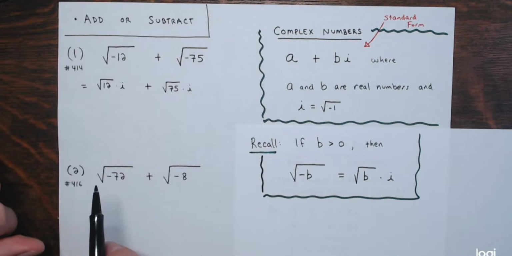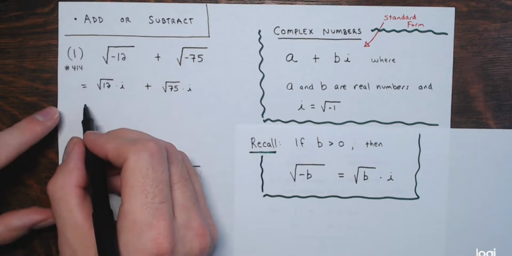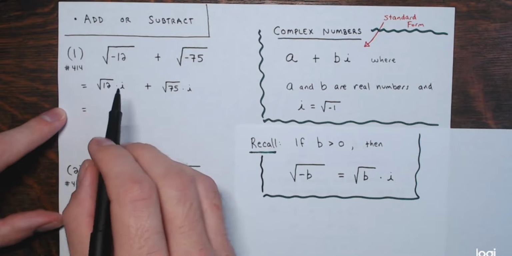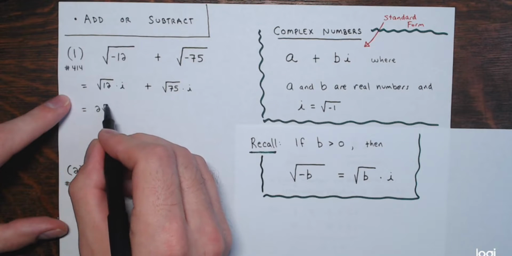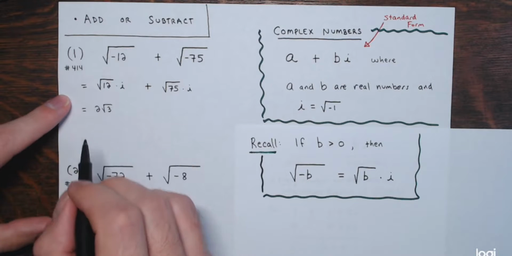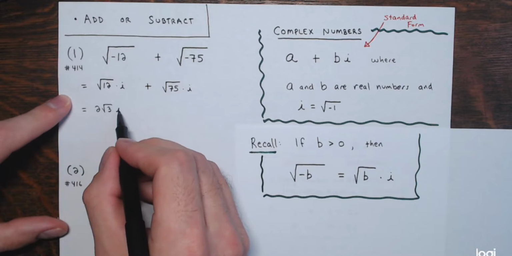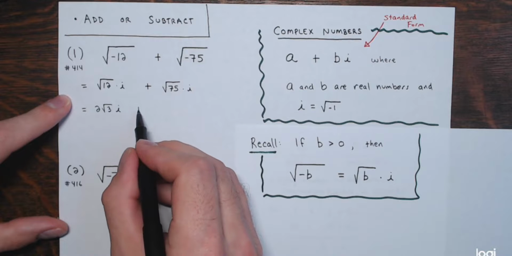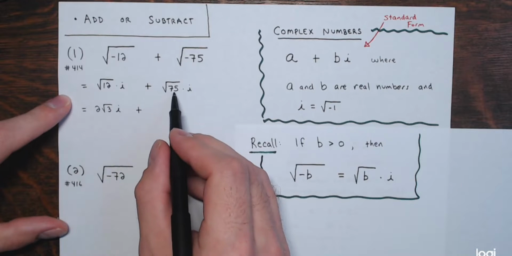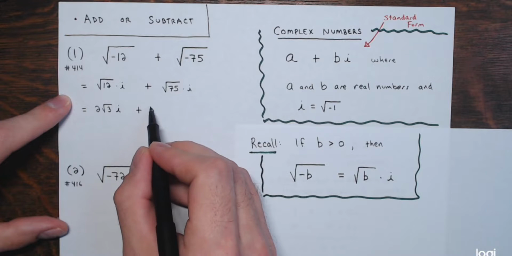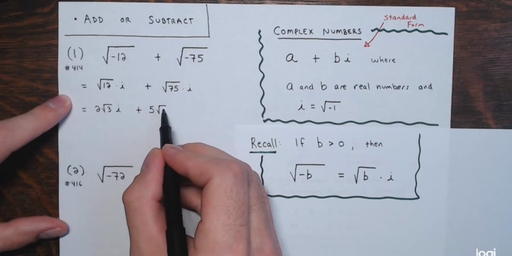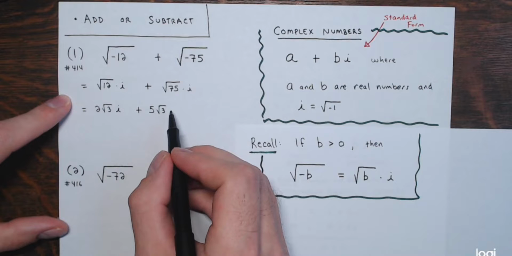All right, then simplify. The square root of 12 is 2 times the square root of 3, square root of 4 times the square root of 3. And then don't forget times i. Plus, and then the square root of 75 is 5 times the square root of 3, square root of 25 times 3, times i.